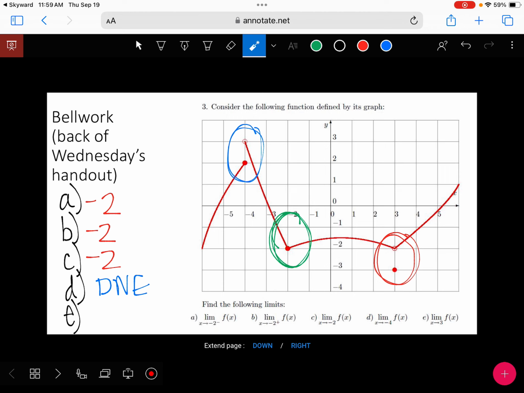So I need to make sure you understand this. If the test or skills check asks you to find f of 3, what would you say? F of 3 would be what? -3. All right, quick questions because we lost a lot of time and we got a lot to cover.